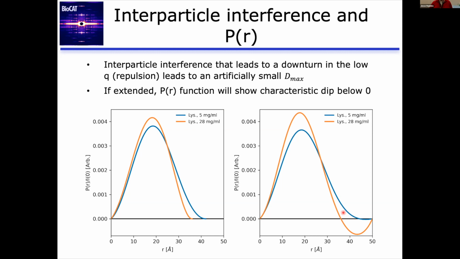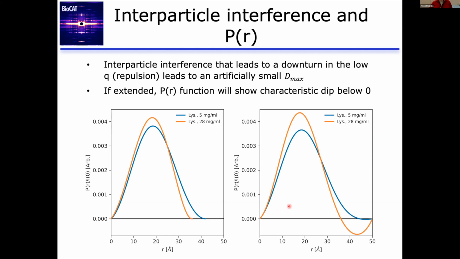And this can be a little bit more subtle, right? Because you don't necessarily know what maximum dimension you're expecting. Here I'm showing the same protein at different concentrations. We have this concentration effect showing up, and you can see the shape of the P of R function actually looks good, but the maximum dimension has been brought in.